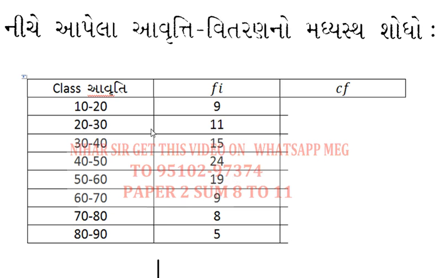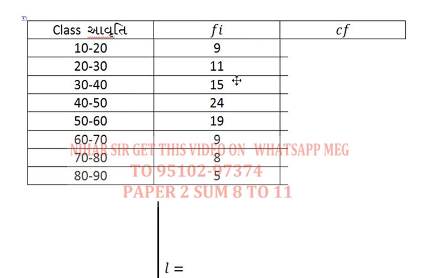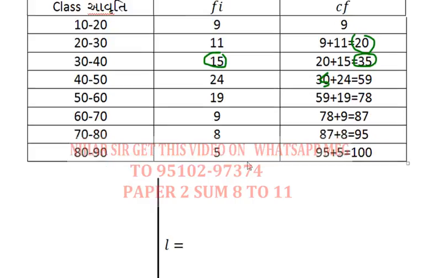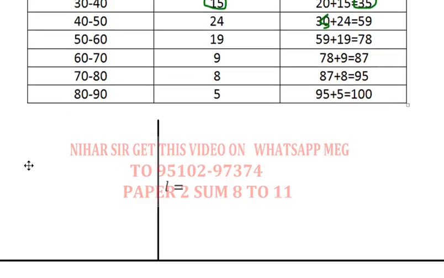Now find the median. How will I find the median? Which column do we have to make for the median? That is CFI. How do we make CFI? So 9, 9 plus 11 is 20, plus previous answer, you have to add this frequency to the previous answer. This should be 35 here. So I did like that. Now n is equal to 100. n upon 2 gives 50.